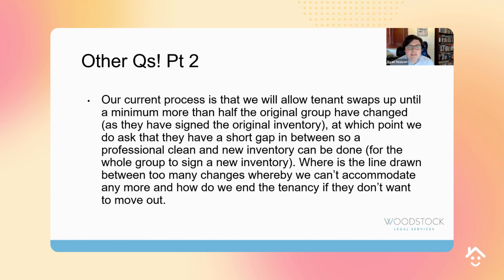Our current process is that we allow tenant swaps up to a minimum of more than half the group, at which point we ask that there be a short gap so you could do a clean inventory. Where is the line drawn between too many changes? I think this is quite a long question. So this is really a question about tenant churn. Basically, how many tenant swaps can you do before you really need to say this is a new tenancy and just have a break?